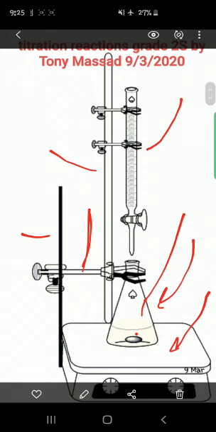The burette is filled with the potassium permanganate solution. To start the titration process, we need to start the magnetic stirring right here, and we need to open up the stopper to allow this solution to start to drip right into the flask where the Fe2+ ions are. A reaction takes place between the MnO4- and the Fe2+.